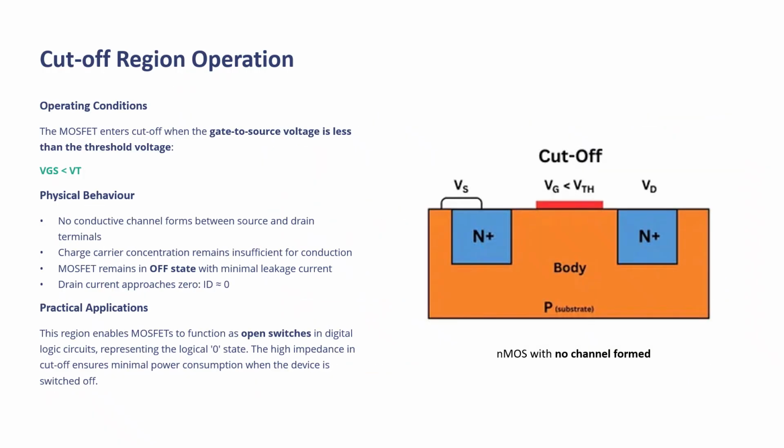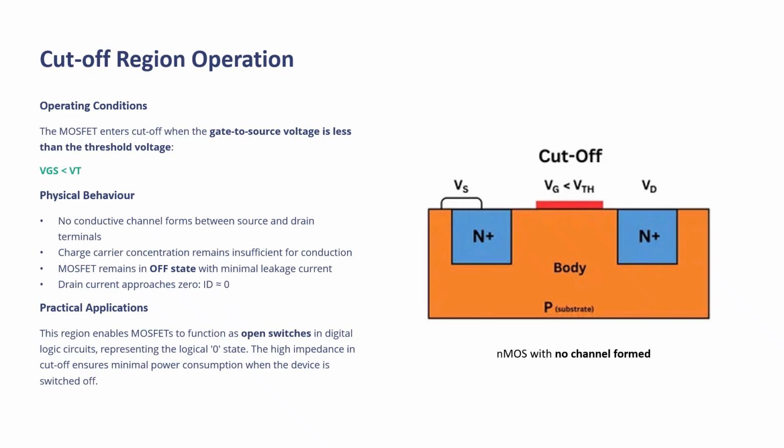In this slide, we would discuss the cutoff region operation. The MOSFET enters cutoff when the gate to source voltage is less than the threshold voltage, or simply VGS is less than VT. Physical behavior of this operation: no conductive channel forms between source and drain terminals. Charge carrier concentration remains insufficient for conduction. The MOSFET remains in off state with minimal leakage current. Drain current approaches zero.